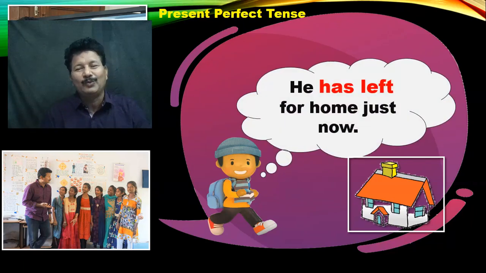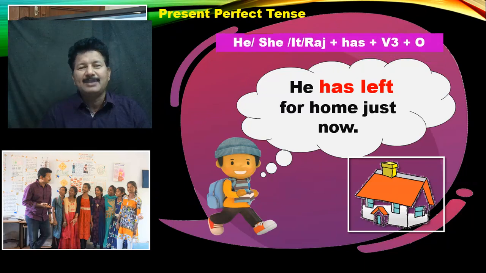He started from school, right? So here we use he has left. So that means with a subject like he or she or it or Raj, we use has only, has plus V3. So we say he has left or she has gone, right? This is very important.